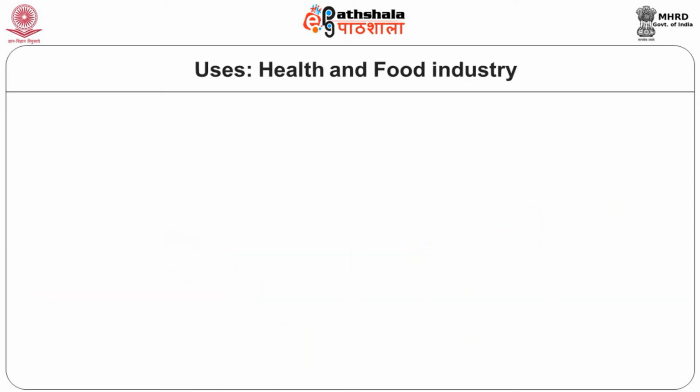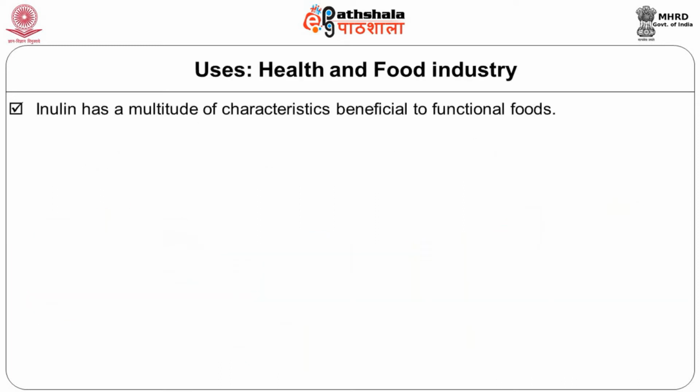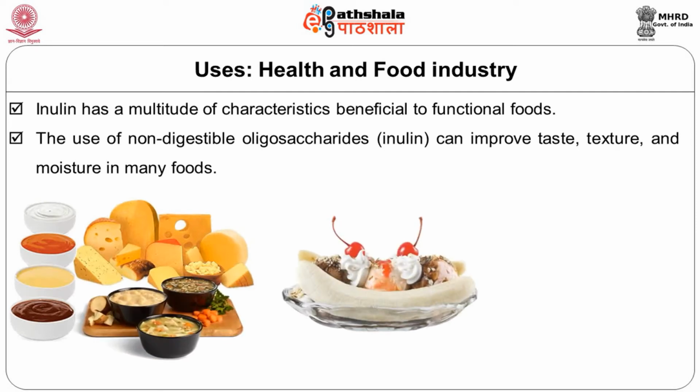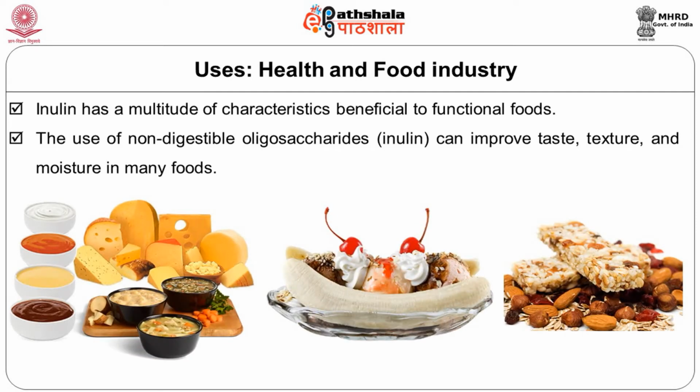So, what are the uses in the health and the food industry? Inulin has a multitude of characteristics beneficial to functional foods. The use of non-digestible oligosaccharides, that is inulin, can improve taste, texture and moisture in many foods. Inulin has gelling characteristics that can be used to make low-fat cheeses, sauces, soups and table spreads. Its melting properties allow for easy processing of frozen desserts.